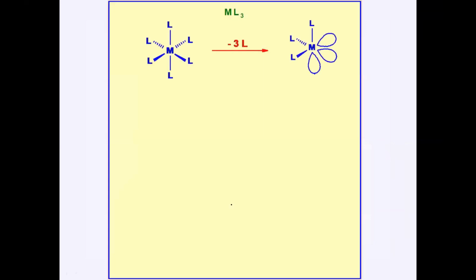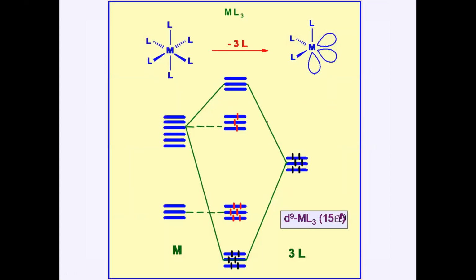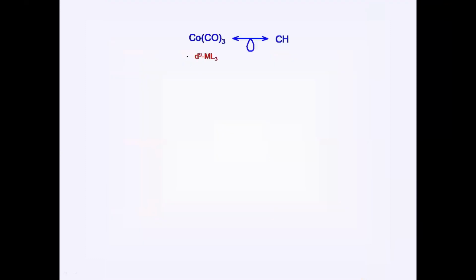Suppose ML3 type, you remove 3 ligands, you have 3 dots, right? Here one electron, here one electron. So this is something similar to CH group, right? So you have 3 odd electrons. Basically d9 metals you can choose and you can easily explain these things. And 15 electrons, so overall it will be 15 electrons. That means 3 electrons less than the 18 valence electron configuration. See, d9 ML3, so cobalt tricarbonyl. So this is the group fragment we consider, which is isolobal to CH group. I think it is easy to understand this part, right?